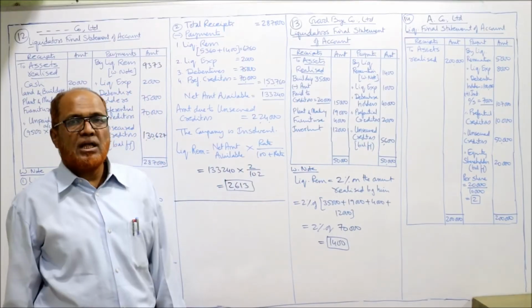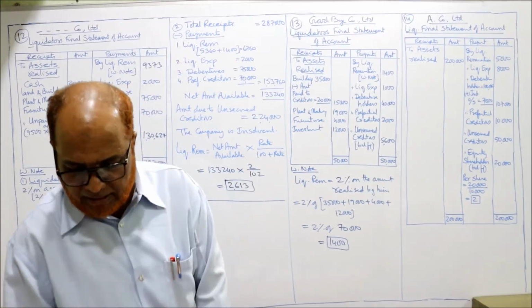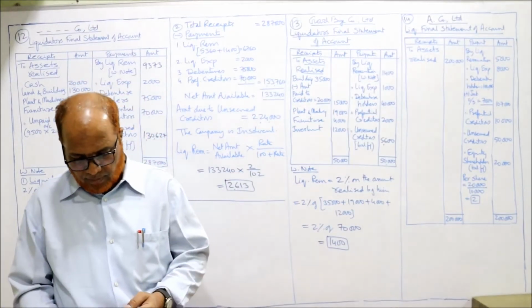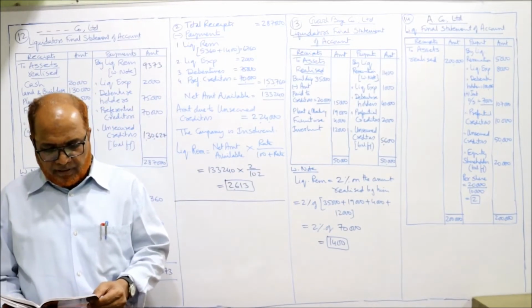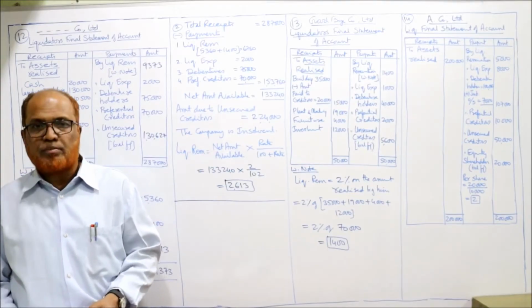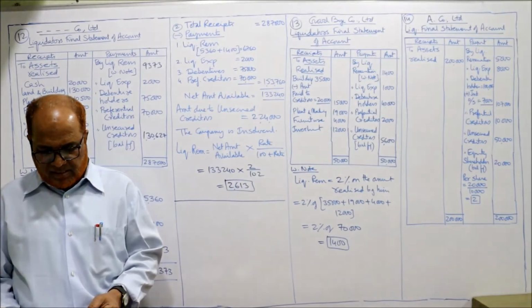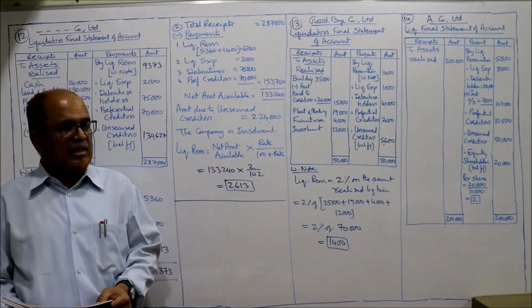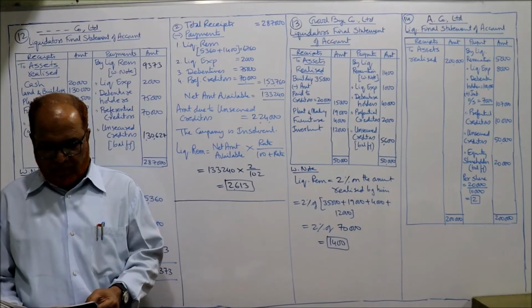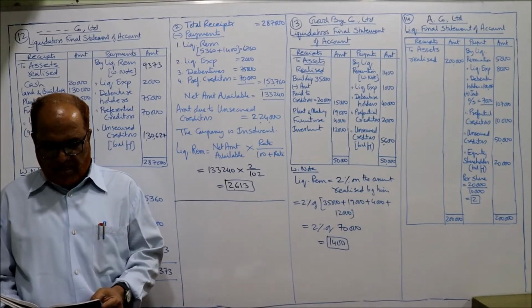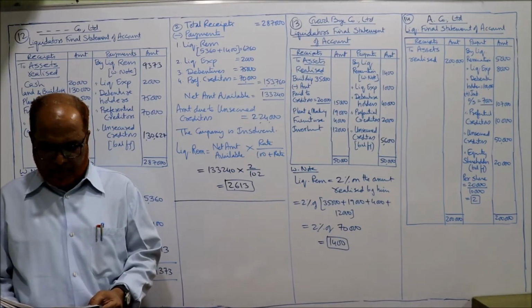This is problem number 13th. Now see the 14th problem. A company limited went into voluntary liquidation on 31st March 2005. On the basis of the following, prepare liquidator's final statement of account. Share capital 10,000 equity shares of rupees 10 each, fully paid, 1 lakh. 7% debentures having a floating charge on all the assets 1 lakh.